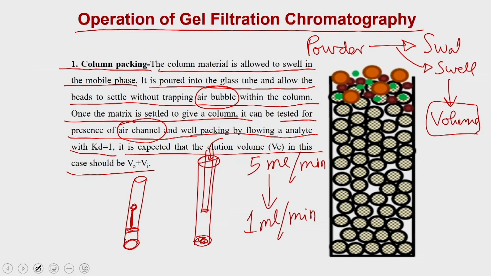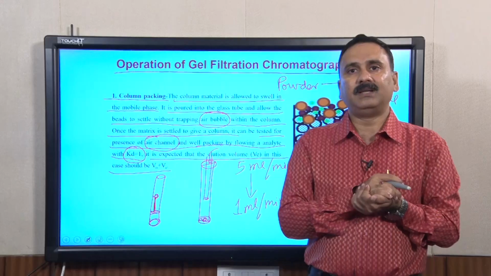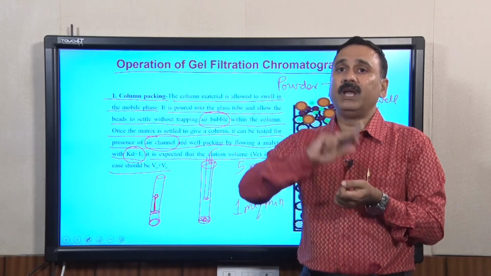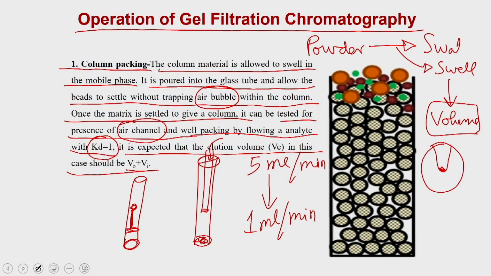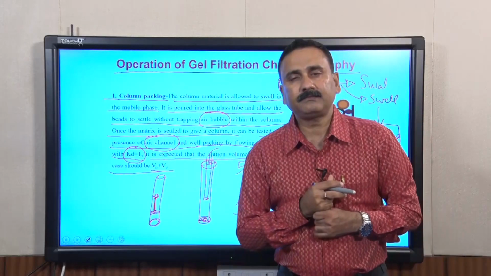Now, if you would like to test that, you have to pass through a material which is of Kd equal to 1, and if you remember, we have said that Kd equal to 1 means the molecule is going to sit at the bottom of that particular pore, and that should take the amount of time which is equivalent to Vo plus Vi, which means it should travel all the way from the top to the bottom of the pores.